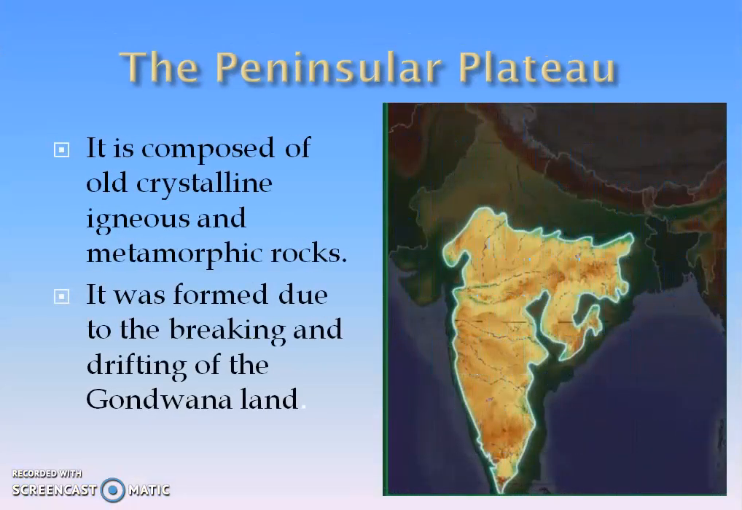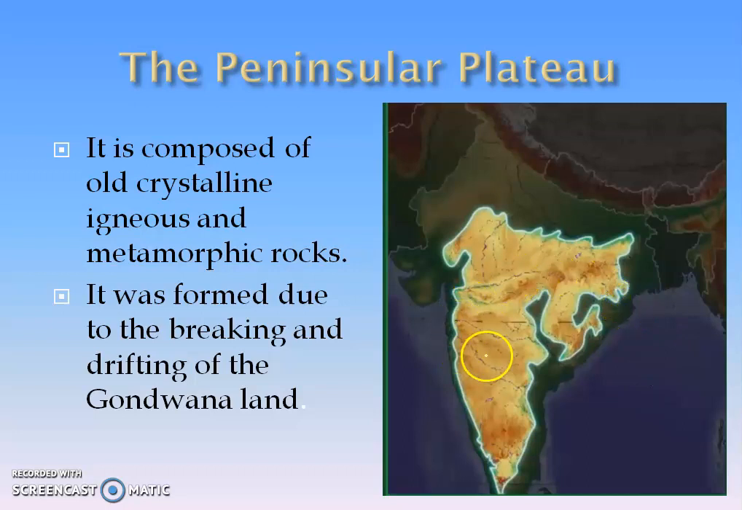What is a peninsula? A peninsula is a piece of land surrounded by water on three sides. What is a plateau? A plateau is a tableland. Look at the map carefully. You will find that the peninsular plateau is also a tableland and is surrounded by water on three sides.